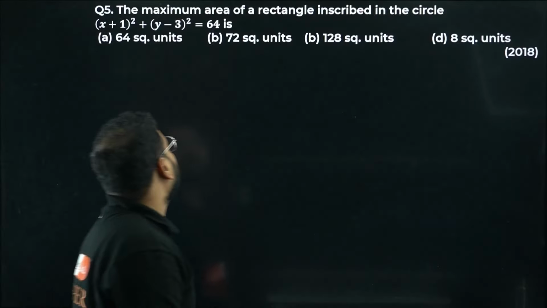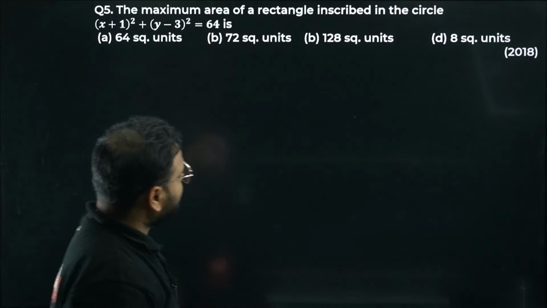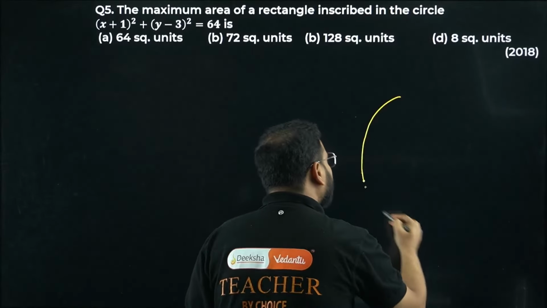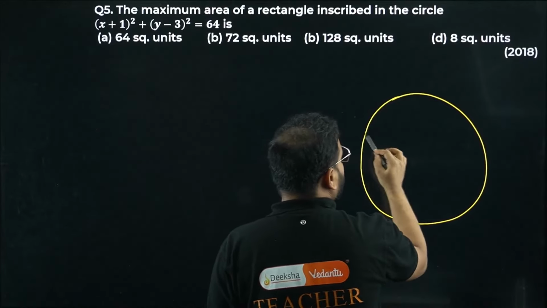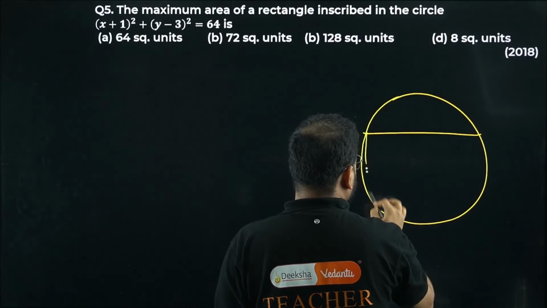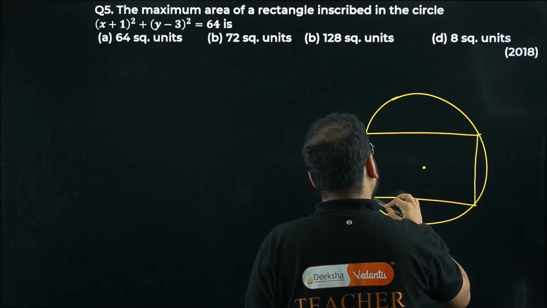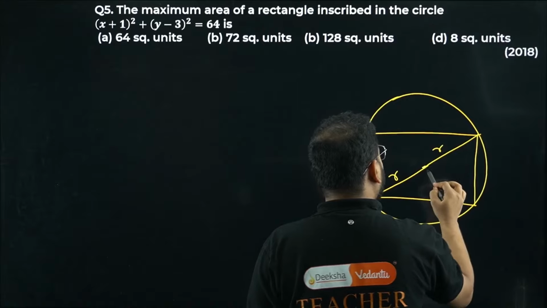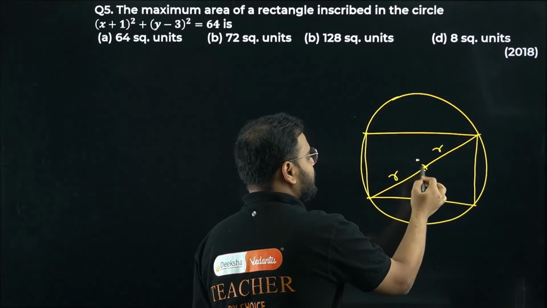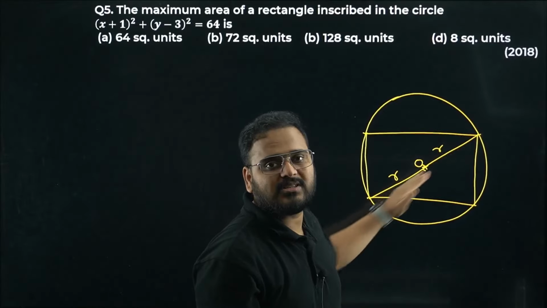The last question of the day. The maximum area of the rectangle inscribed in the circle. So we know this thing, right? Whenever you are inscribing a rectangle in a circle and looking for the maximum area, this will happen only when it is a square. It is a square, sir. And the radius will be like this. Please check. This will be radius, this will be radius. We'll have this point as the center O.